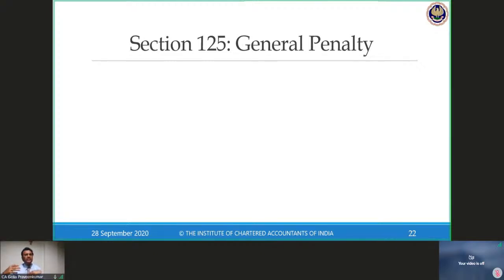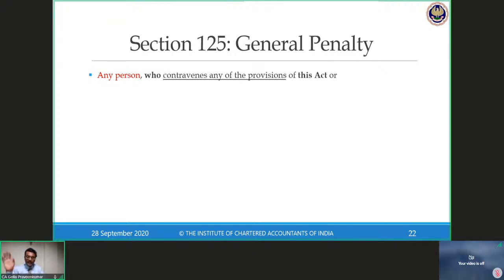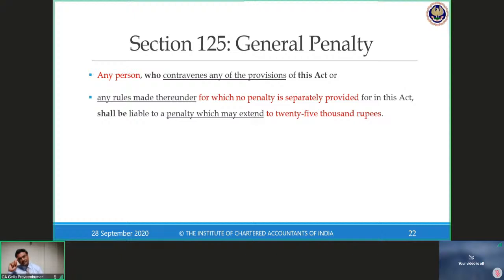It is not possible for the lawmaker to anticipate and visualize all the sorts of fraud, offences, etc. That's why this ancillary provision will be there in any law, which is called general penalty. What it says: any person who contravenes any of the provisions of this act. The term "any person" they have used. They have not referred to a taxable person.